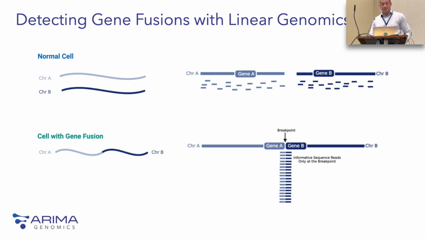In the case of a gene fusion, depicted here, where chromosome A has fused to chromosome B, the key takeaway is that if you sequence this cell, the only reads that are informative for there being a fusion are the ones that pile up at the breakpoint, the ones that are chimeric or split reads, right? Because you have a little bit of mapping to gene A and a little bit of mapping to gene B at that breakpoint. So those are the informative ones with a linear genomics approach.